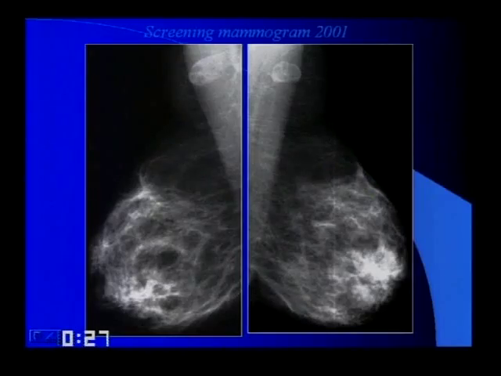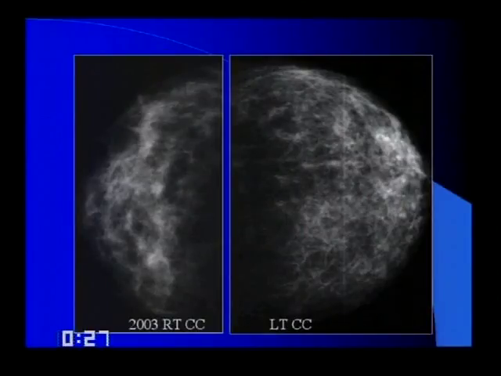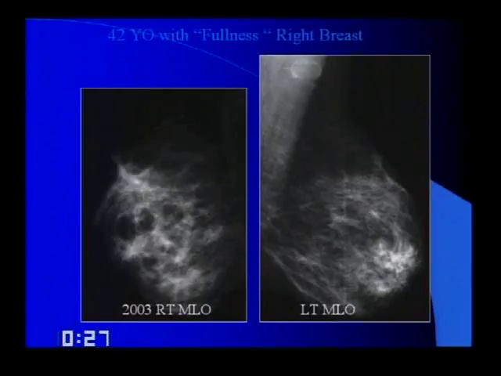And same thing on the MLO views. Okay, so this is the MLO from 2001. Again, the right and the left were the same size in 2001. And now, in 2003, the right breast is half the size of the left breast. So this is compatible with a shrinking breast phenomenon.